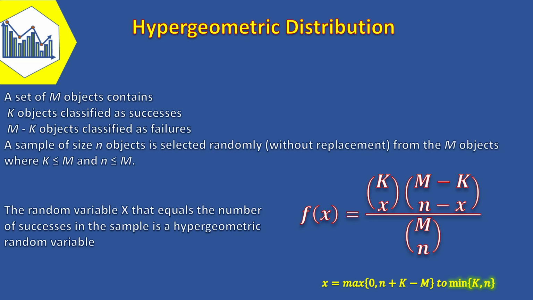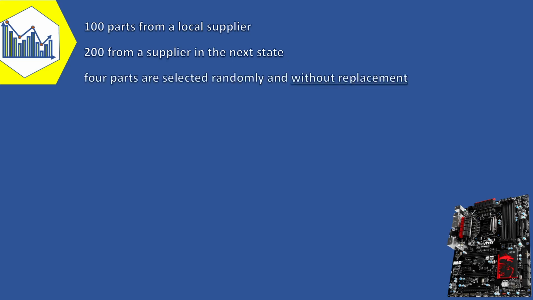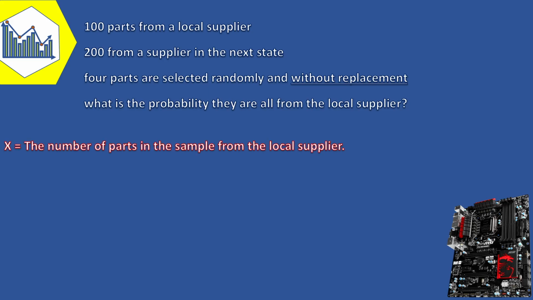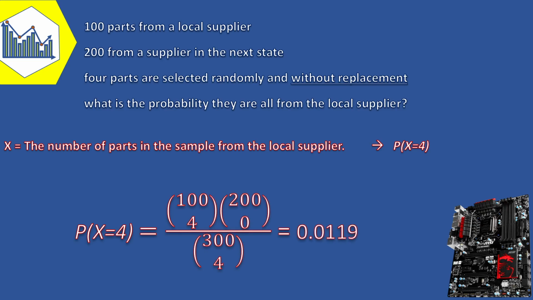Now, let's see an example. A batch of parts contains 100 from a local supplier of circuit boards and 200 from a supplier in the next state. If 4 parts are selected randomly and without replacement, we are interested in the probability that they are all from the local supplier. Let X equal the number of parts in the sample from the local supplier. Then X has a hypergeometric distribution, and the requested probability is the probability of X equals 4, and that is equal to 100 choose 4 times 200 choose 0 over 300 choose 4, and it's equal to 0.0119.